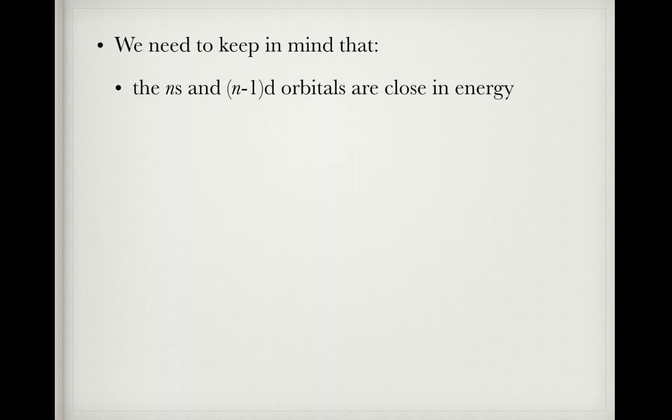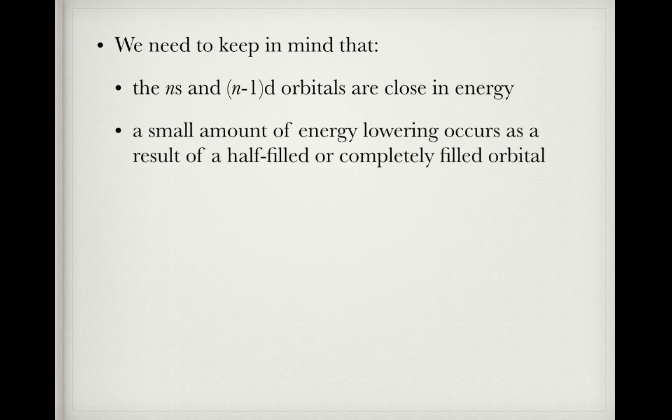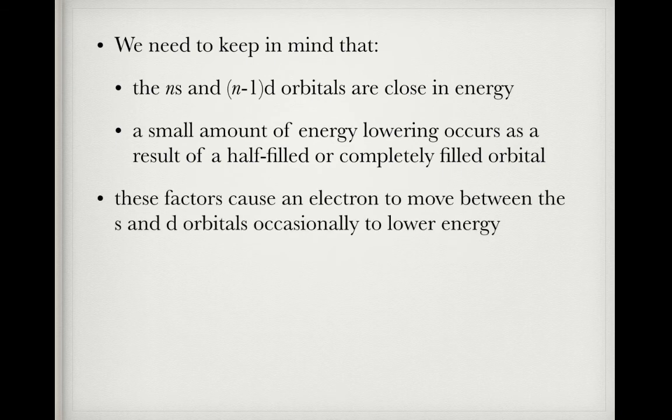So things to keep in mind, some of these that we just talked about. The ns, like the 4s and the 3d orbitals, are close in energy. The 5s and the 4d orbitals are even closer in energy. And we do get a small amount of stabilization or energy lowering happening as a result of either a half-filled or a completely filled orbital. And so what this means is that electrons will rearrange to half-fill an orbital if possible, because this lowers the energy of the atom overall. And so those electrons do bounce back and forth a little bit.